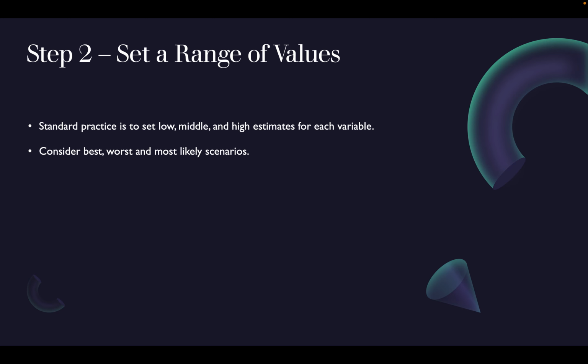Step 2, set a range of variables. In this step, you should consider the possibilities of low, middle, and high estimates for each variable. Then relate those to best, worst, and most likely scenarios. This will allow you to fully understand the outcome of any variable that you place and let you prepare accordingly.